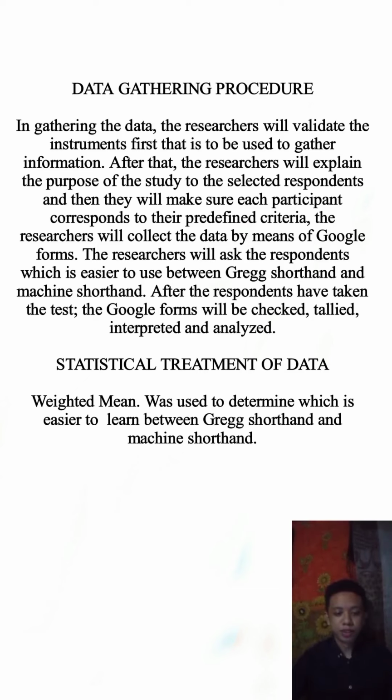Data gathering procedure. In gathering the data, the researchers will validate the instruments first that are to be used to gather information. After that, the researchers will explain the purpose of the study to the selected respondents, and then they will make sure each participant corresponds to the predefined criteria. The researchers will collect the data by means of Google Forms. The researchers will ask the respondents which is easier to use between Gregg shorthand and machine shorthand. After the respondents have taken the test, the Google Forms will be checked, tallied, interpreted, and analyzed.